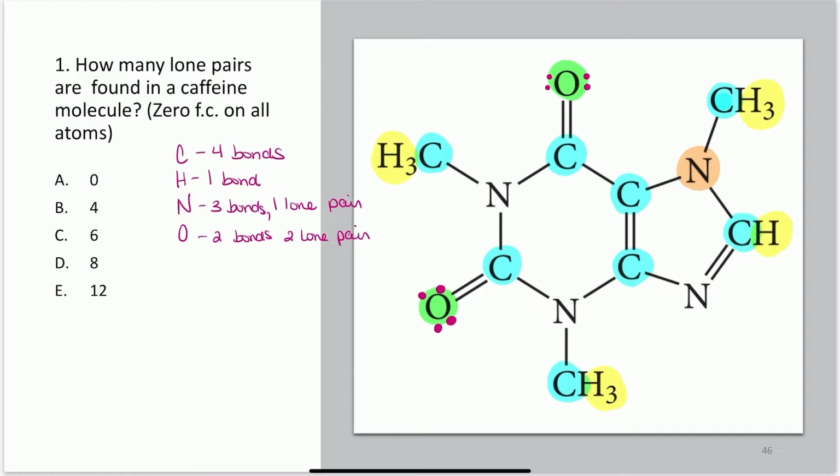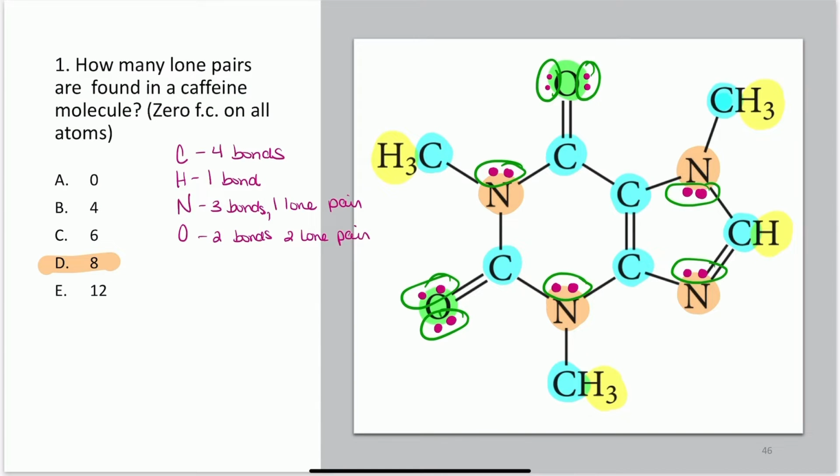And this nitrogen has 3 bonds, which means it's implied that it has a lone pair. This nitrogen has 3 bonds, which means it's implied that it also has a lone pair. This nitrogen, 3 bonds, so implied that it has a lone pair. And this nitrogen, 3 bonds, so it is also implied that it has a lone pair. So let's add up those lone pairs. 1, 2, 3, 4, 5, 6, 7, and 8. The answer here would be D.